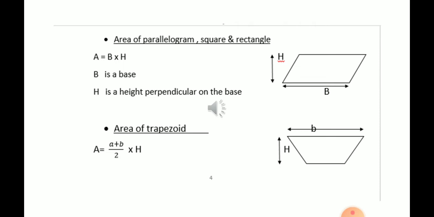Remember that height is perpendicular on the base. Height is perpendicular on the base. Okay, perpendicular, 90 degrees. Area of trapezoid.